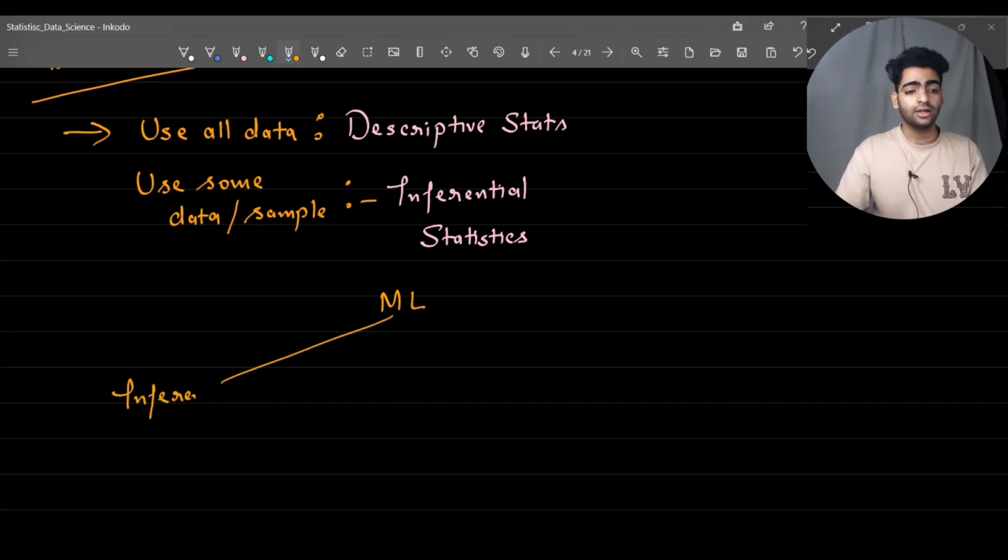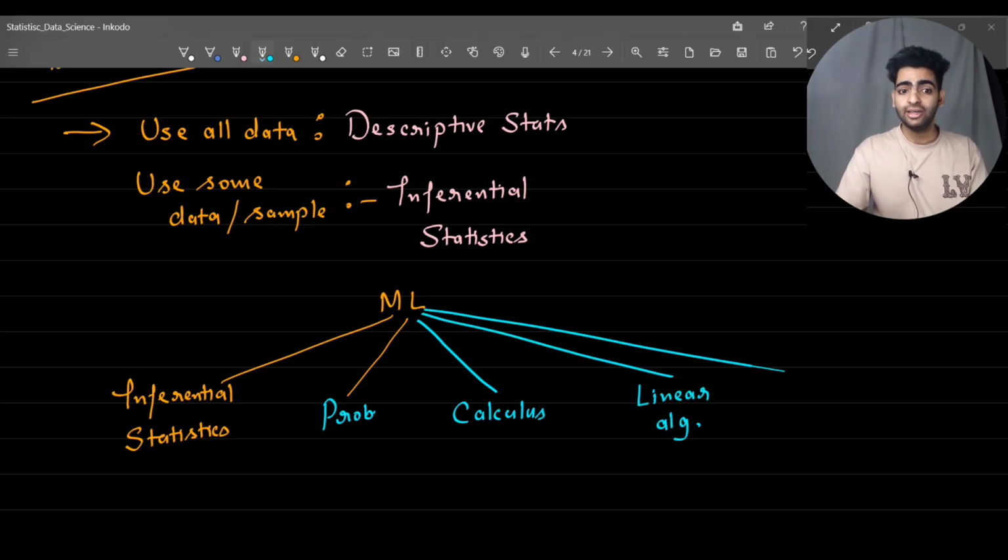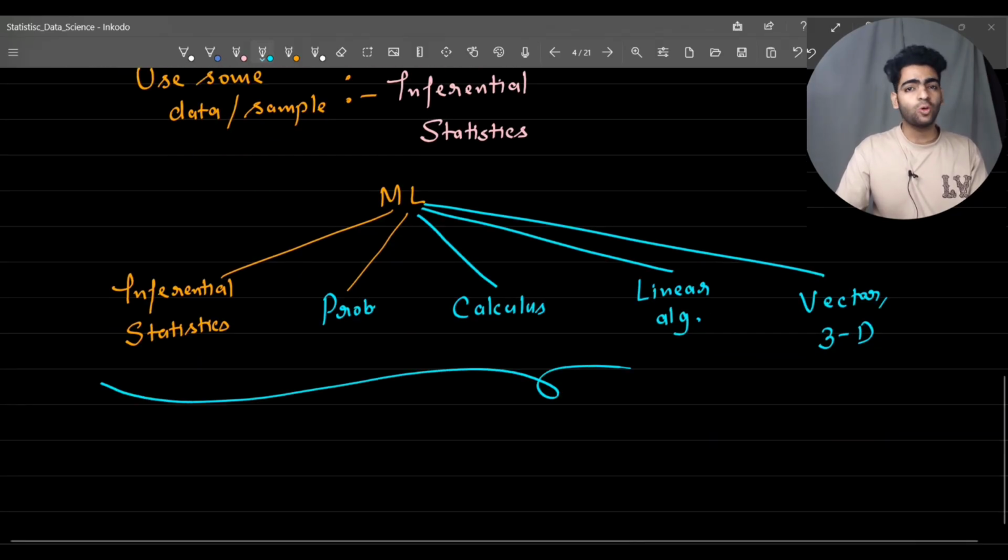It uses inferential statistics extensively under the hood. But machine learning is not only about inferential statistics. It also uses probability, calculus theory, linear algebra, and vector 3D. So typically machine learning is all about these five core areas.